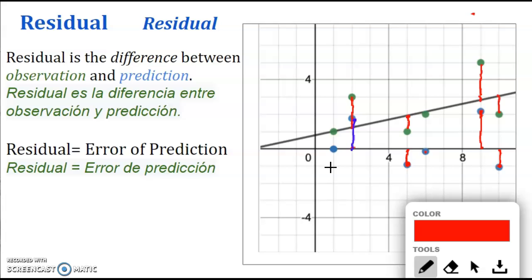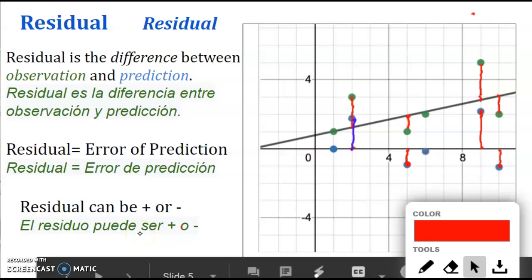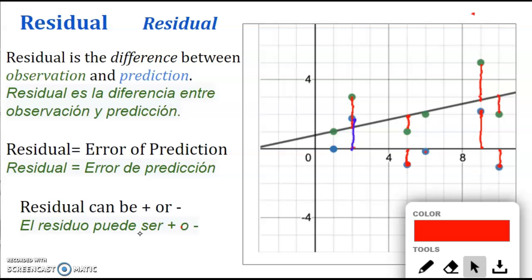So the blue dots represent the residual. The green dots represent the actual data points. And just like I said, residual can be positive or negative depending on whether the data point is above your line of best fit or below the line of best fit. In this case, it will be positive. The blue dot is on the positive side because it's that many units above the line of best fit. In this case, the green dot is below the line of best fit. So that's why the blue dot is below the line of best fit by 1 unit.